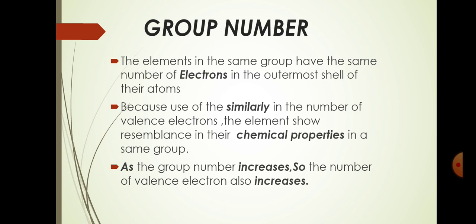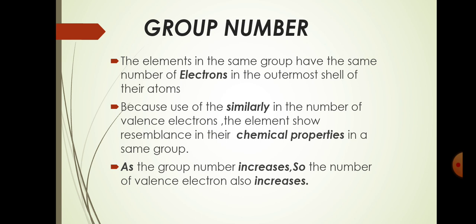The group number represents the number of electrons in the valence shell, or the outermost shell, of an atom. The elements in the same group have the same number of electrons in the outermost shell of their atoms. Because of this similarity in the number of valence electrons, the elements in the same group show resemblance in their chemical properties.